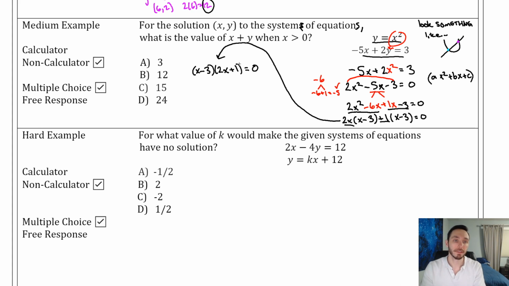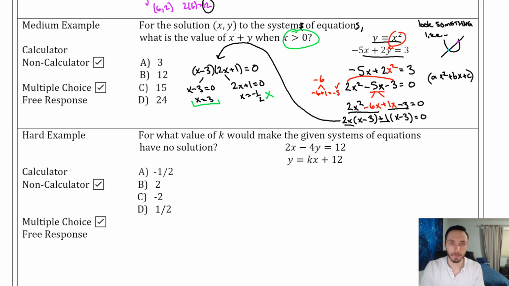Here are my factors. I can set these both to 0, and this will get me my x values where I have a solution. So it looks like I'm getting a positive 3 and a negative half. So if I want to satisfy this greater than 0 condition, I'm going to stick with the positive 3, because 3 is greater than 0, negative 1 half is not.